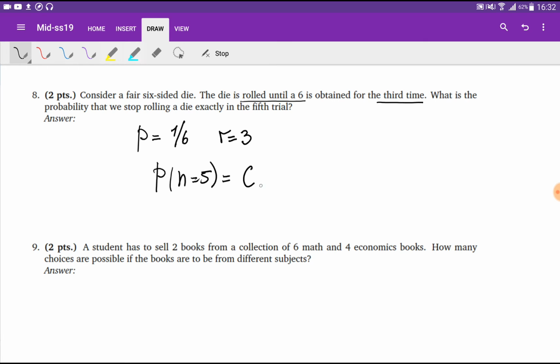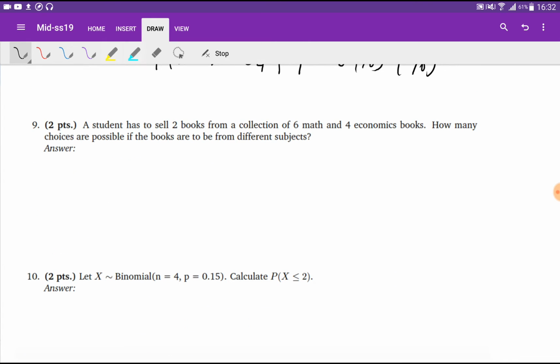This is combination of 4 and 2, p to the power of 3, q to the power of 2. So if we simplify everything, we'll get 6 multiplied by 1 over 6 to the power of 3, 5 over 6 to the power of 2.